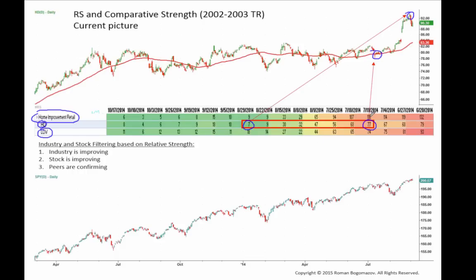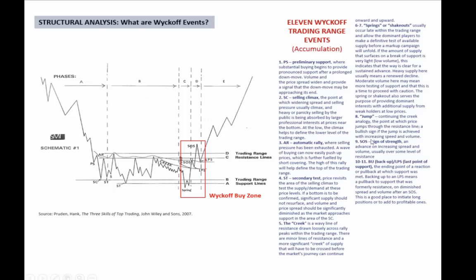I'm looking at the industry group, and it's doing the same thing. There is improvement in the industry group. So that just confirms that the peers are following suit, and that there is some kind of thematic buying that's going on by big interest, by big institutions. All right, once we've done that and we see that the relative strength and the comparative strength is there for us, we want to look at the structural analysis.